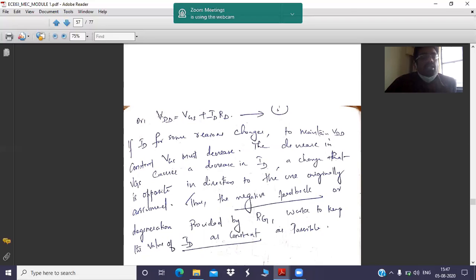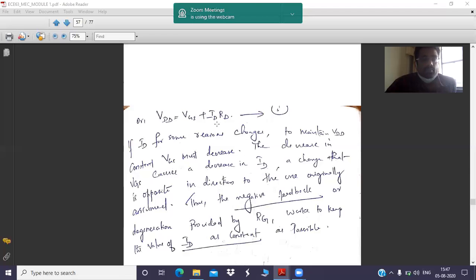Is there any change for VDD? VDD is the power supply. You have a fixed battery in your circuit diagram, so this is fixed. This is not going to change. So if this is not going to change, then whatever increment you are feeling in this term must be compensated somehow. Are you getting my point?